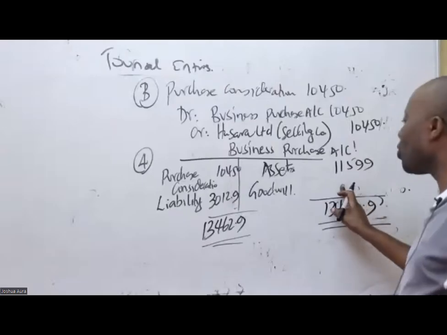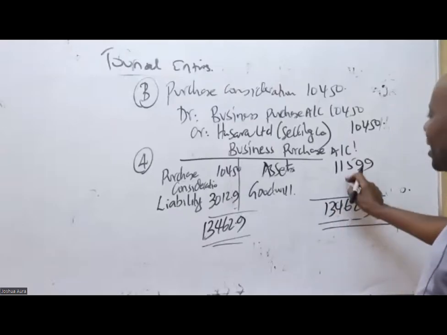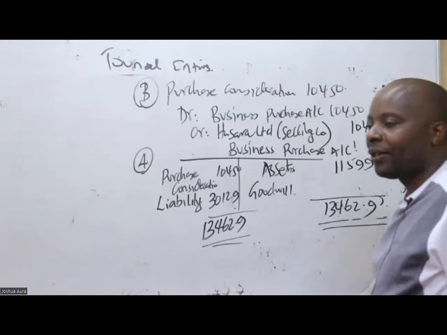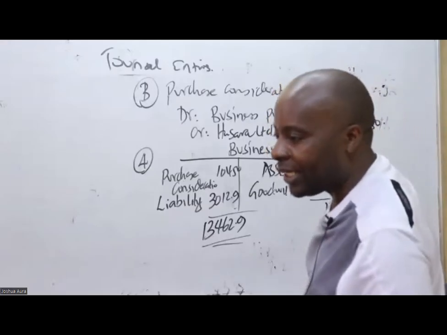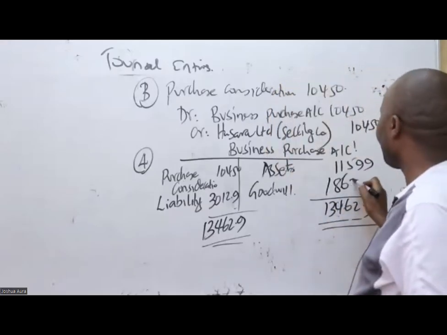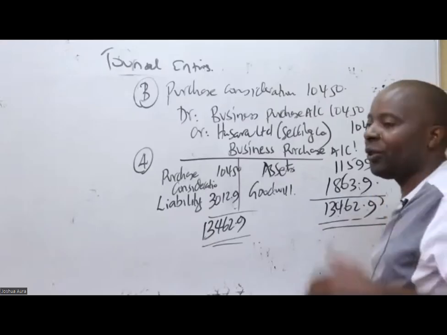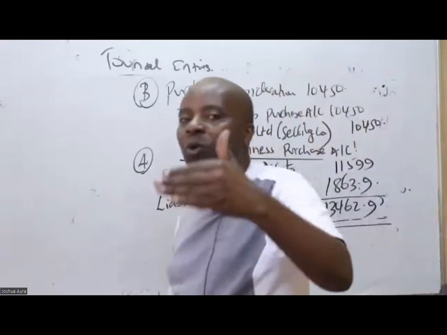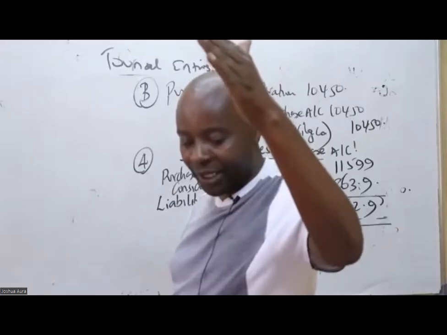So then could you kindly give me this goodwill amount? Take this minus this. What goodwill are we getting there? 1863.9. It was a struggling business, but we ended up paying more, perhaps because we are seeing a future with it.